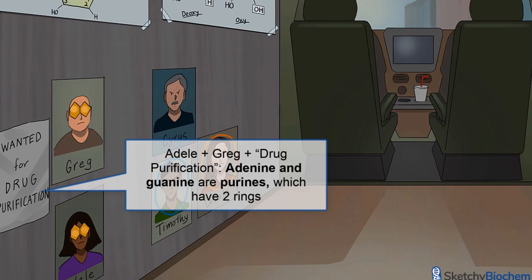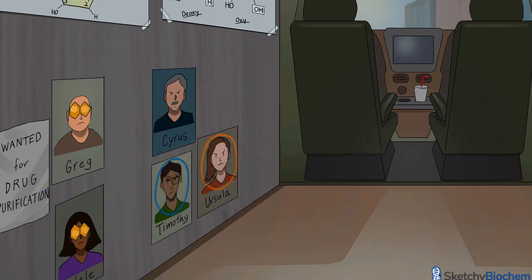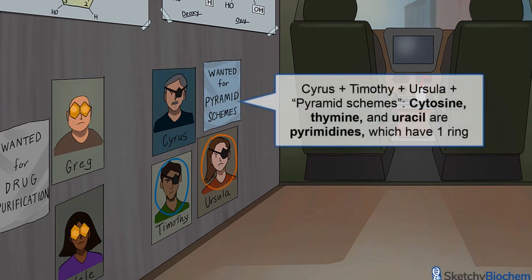Purines are made from scratch or from the purine salvage pathway. The amino acids glycine, aspartate, and glutamine are needed to make purines. You can learn more by watching our purine sketch. Cyrus, Timothy, and Ursula, on the other hand, are wanted for running pyramid schemes. And pyramid sounds a lot like pyrimidine. Cyrus, Timothy, and Ursula, like cytosine, thymine, and uracil, are pyrimidines. Each of these hoodlums wears a hexagon eye patch, which looks like a 1-ring pyrimidine.